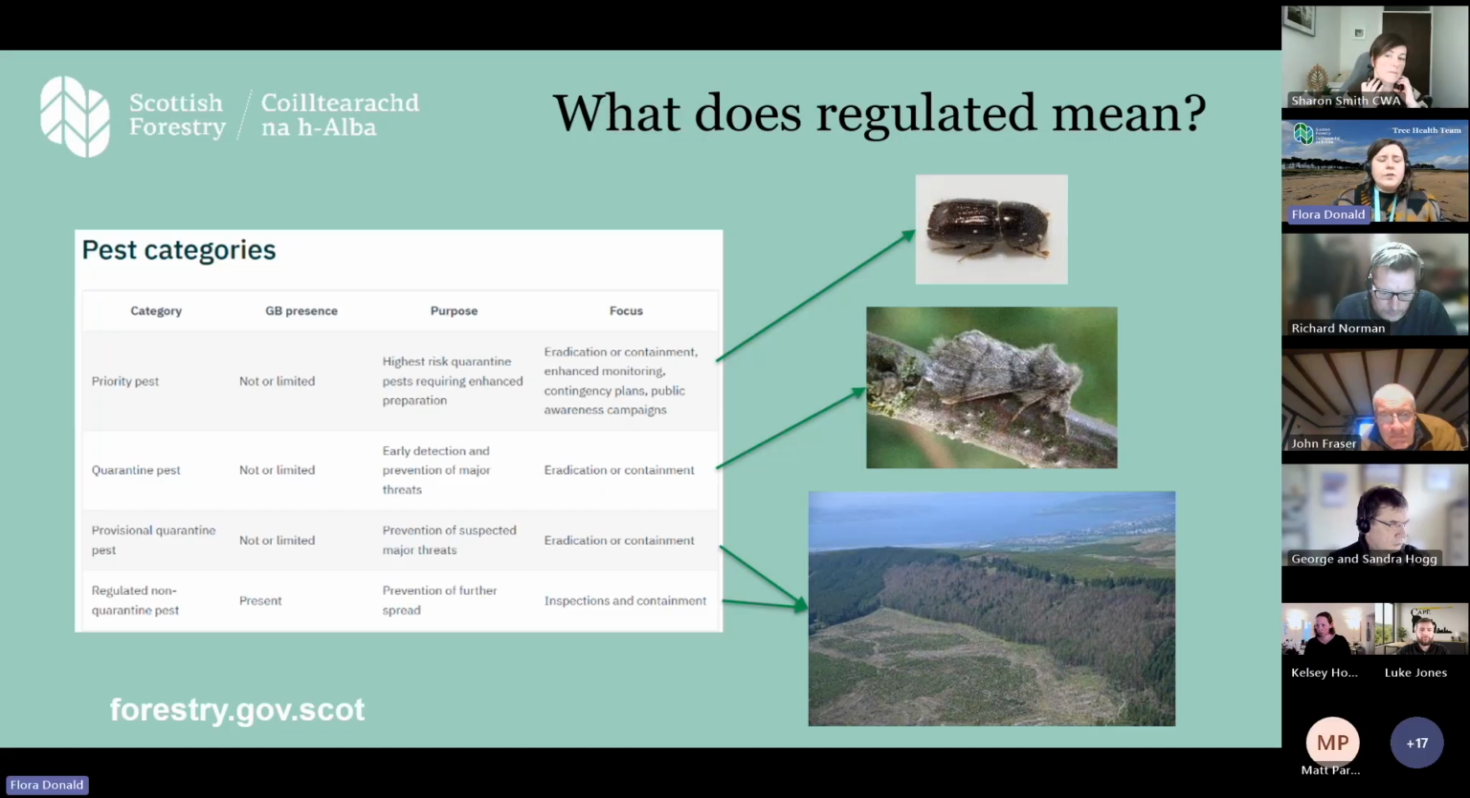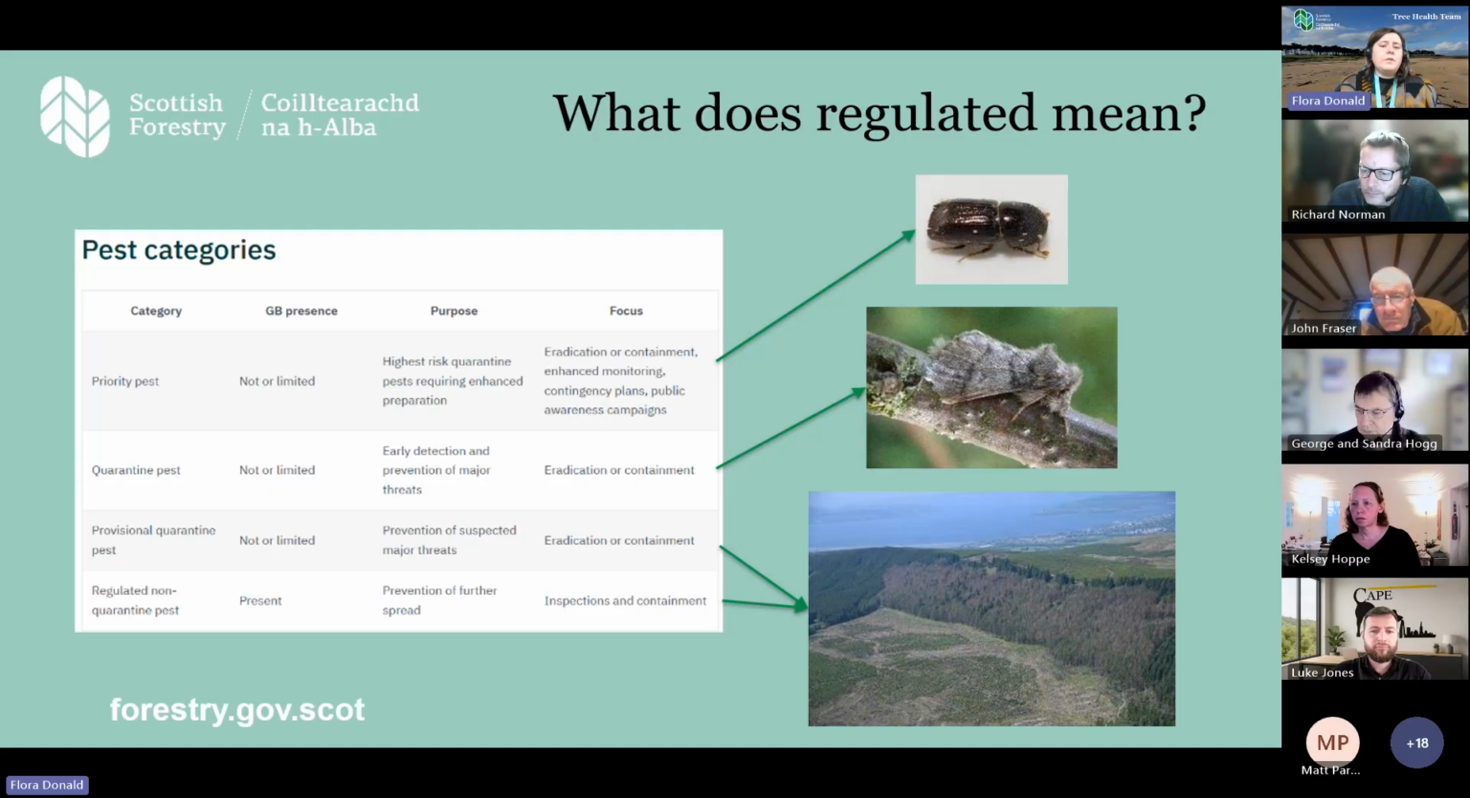And regulated non-quarantine pests are pests that are present in GB, but we've decided that the impacts are severe enough that we still want to do containment measures to prevent them from spreading any further. The one in this category that you've probably heard of is Ramorum disease, caused by Phytophthora ramorum, which is a wind-dispersed pathogen, and it causes really significant death of large trees very quickly, as this picture here shows.